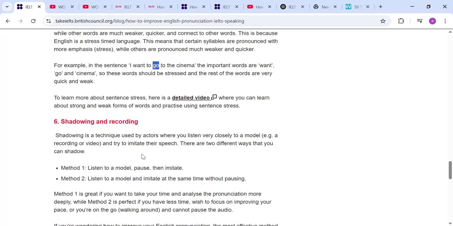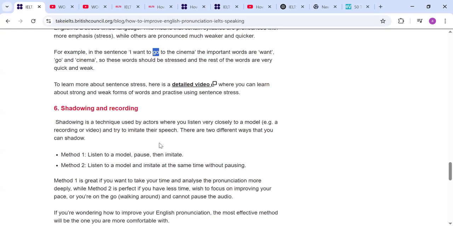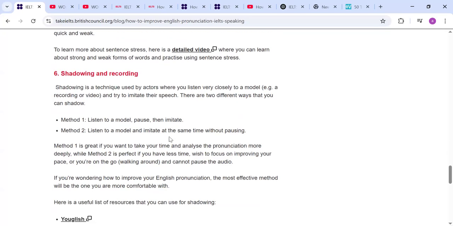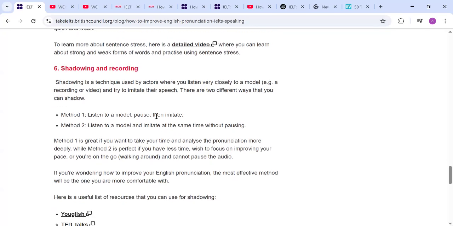So one way to bring intonation, you can record different listening podcasts, whatever you like. You can turn on any English video and you can mimic it and then you can record it. It will not only help us to bring intonation but it will also help us to pronounce clearly. So these are the steps: listen to a model, pause, and then imitate. Method one: first pause, imitate and then restart.